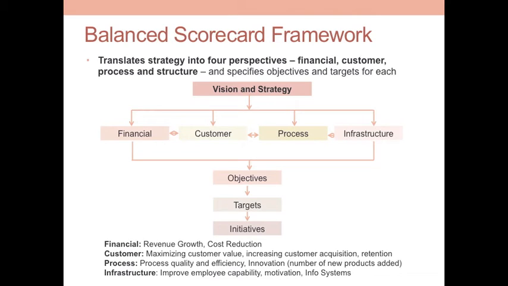This brings us to one of the most important strategic frameworks, which is the balanced scorecard framework. It translates strategy into 4 perspectives: financial, customer, process, and infrastructure, and specifies goals for each of these. The financial perspective emphasizes revenue growth and cost reduction. Customer perspective focuses on maximizing customer value. Process perspective emphasizes process quality, efficiency, and innovation, while infrastructure perspective focuses on improving employee capabilities and motivation.